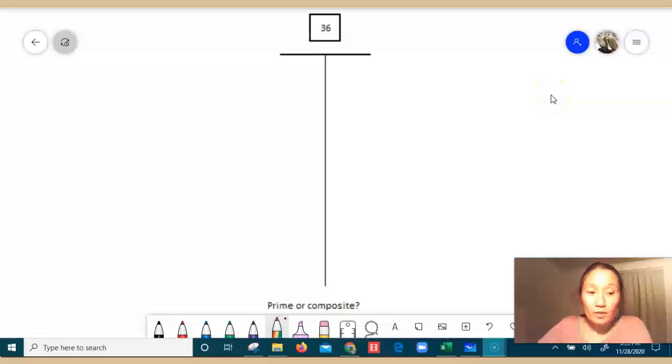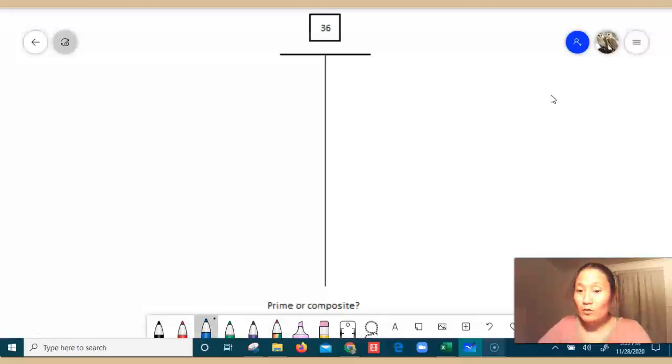Okay, fourth graders, we're going to look at prime and composite numbers. We're going to look at actually finding the factor pairs of a number, okay? And I've already given you the number. So the number that you're going to be doing is this. So please write 36 on your whiteboard. And then draw your T-chart, please.